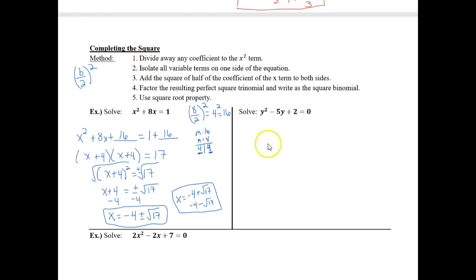I would like you to try these two here on the right. I'll warn you, you will have fractions that you're going to have to deal with.